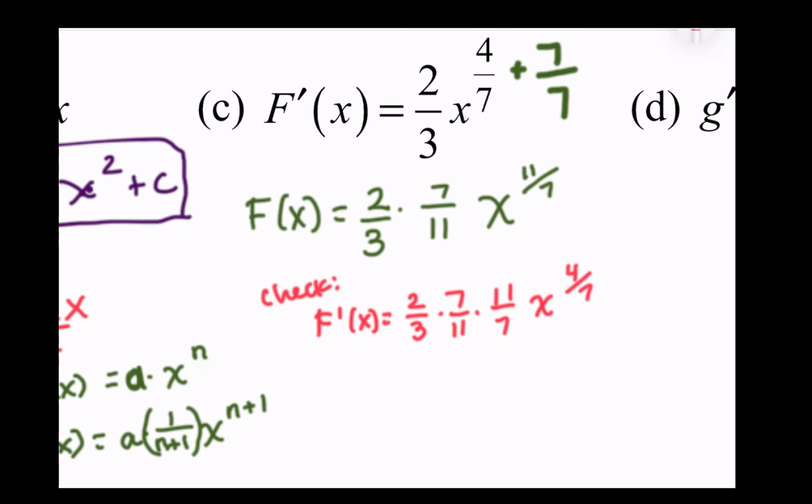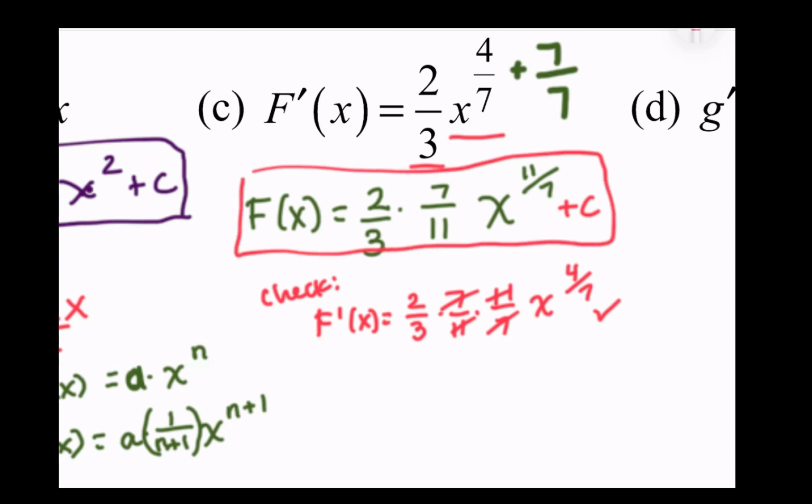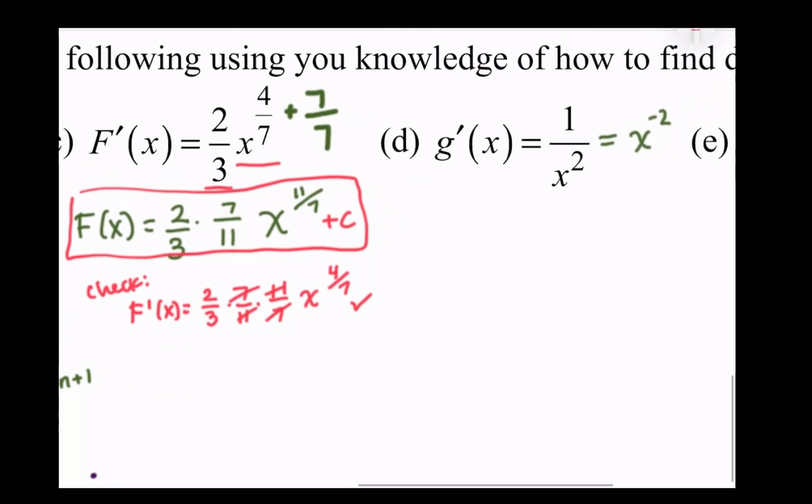And so obviously these fractions would cancel out with each other, and I'd be left with what I originally had, 2/3 x to the 4/3. And so when I take the derivative of my antiderivative, I get what I started with. So I know that this is a good antiderivative. I just have to add my plus c. And there it is. Beautiful. All right.